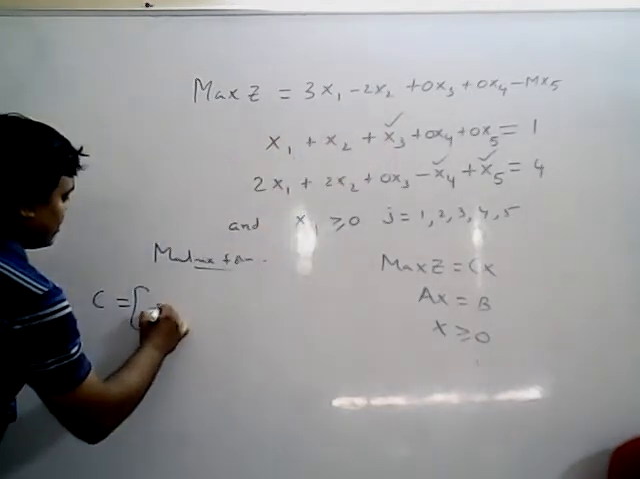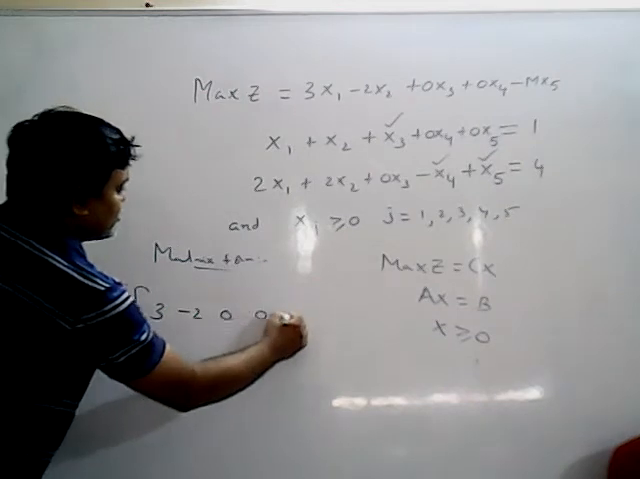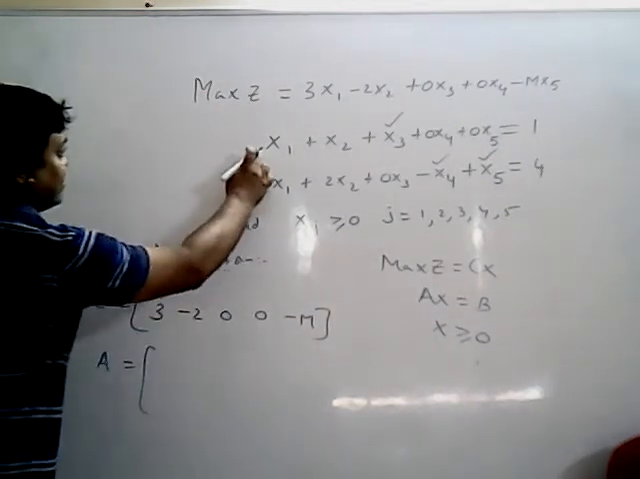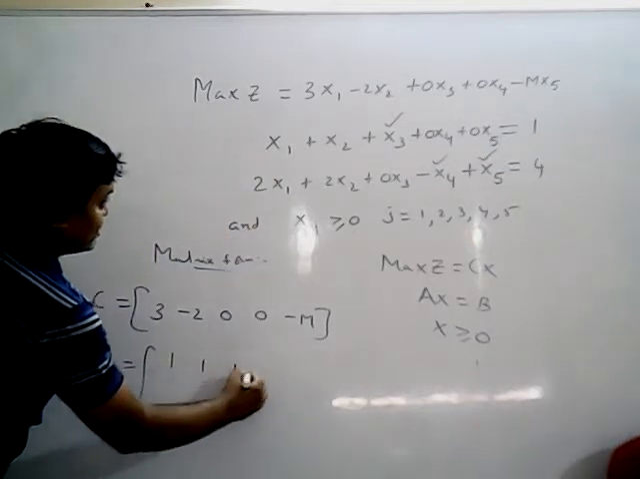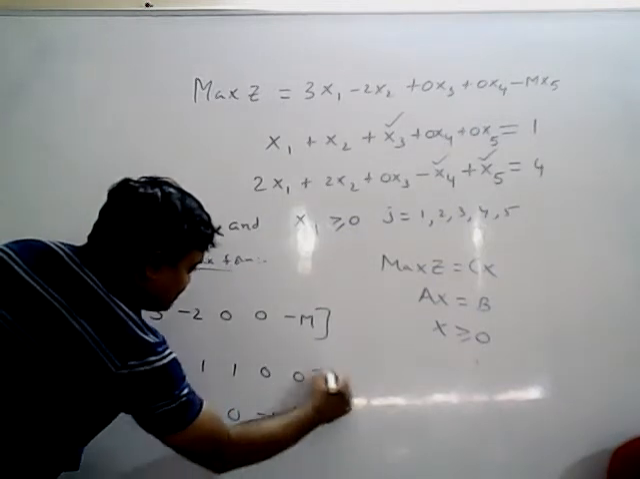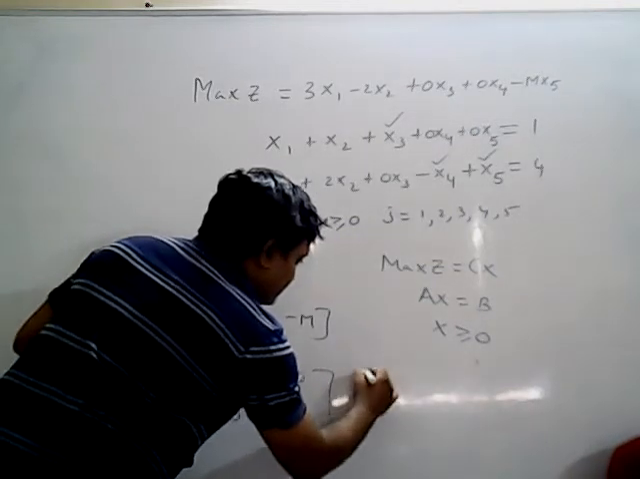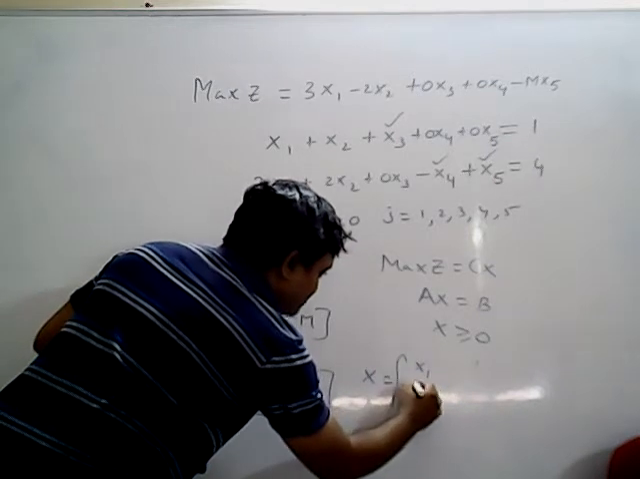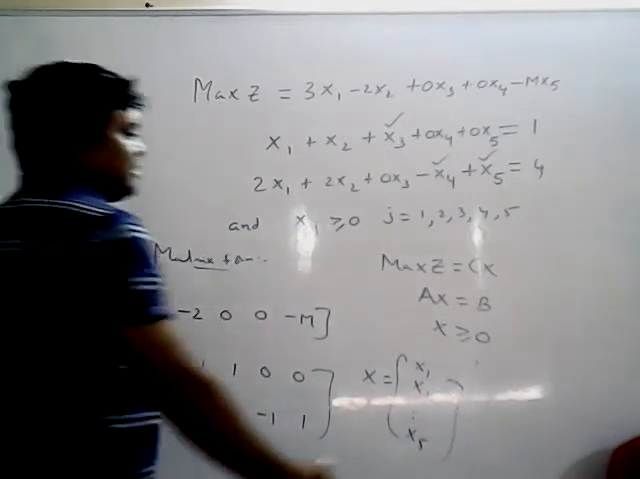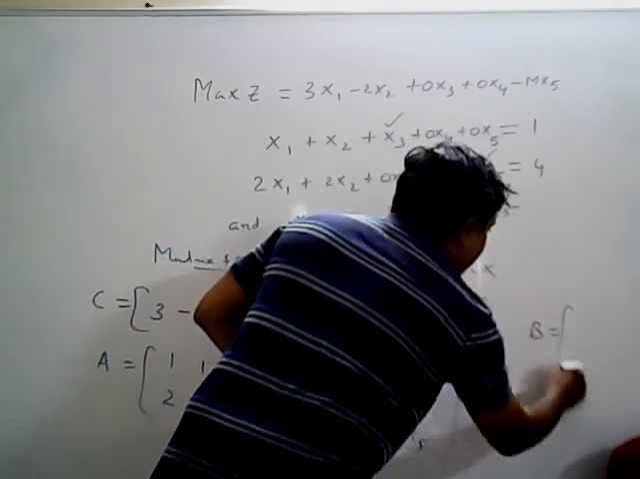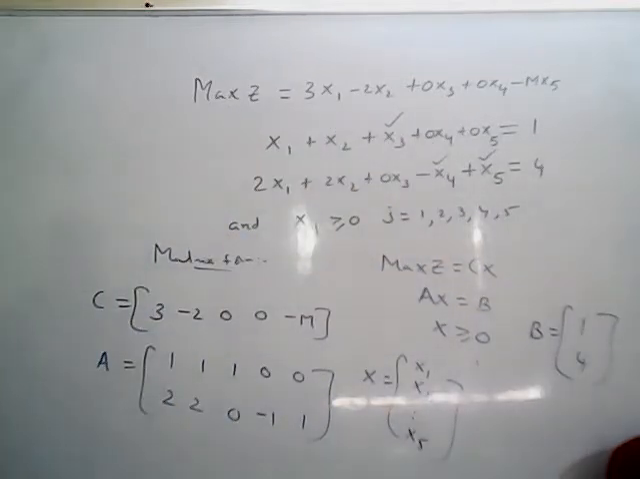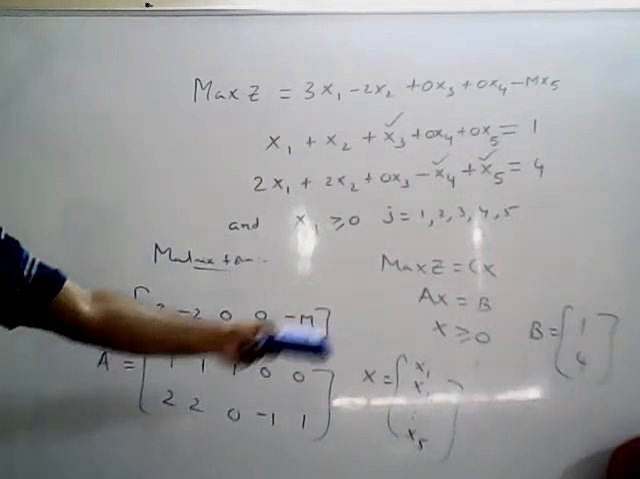That means 3, minus 2, 0, 0, minus M, and then A, the coefficient values of the constraints. So that means 1 1 1 0 0. Next one is 2 2 0 minus 1 1, and then x. X means how many variables are there? 5 are there. x1, x2, and so on, up to x5. And next B, the right hand side values. What are the right hand side values? 1, 4. Okay. C, A, X, and B.